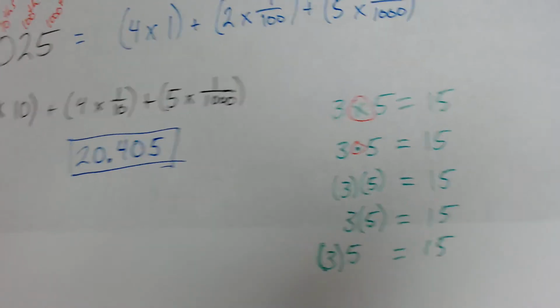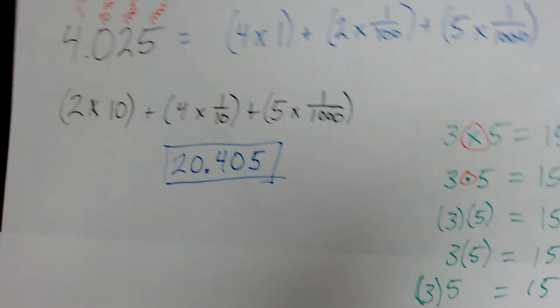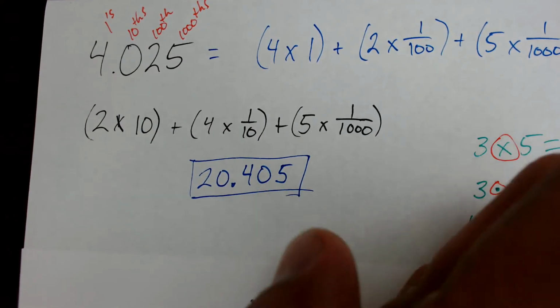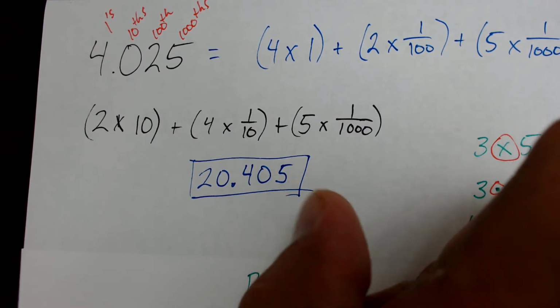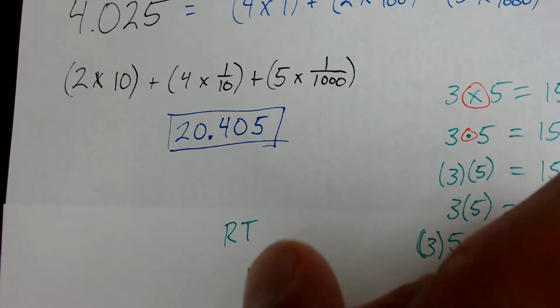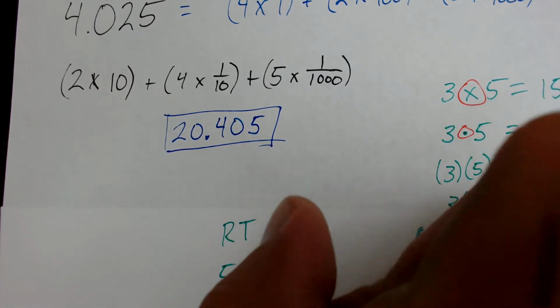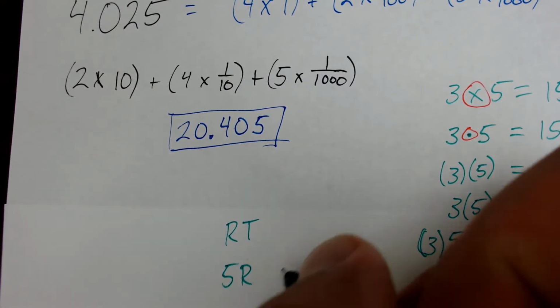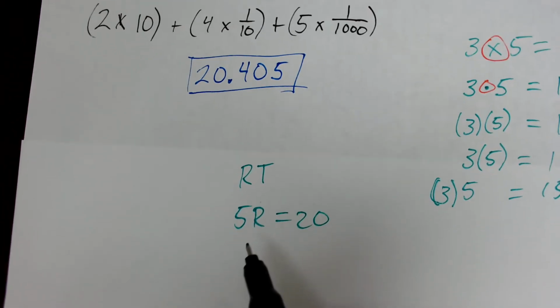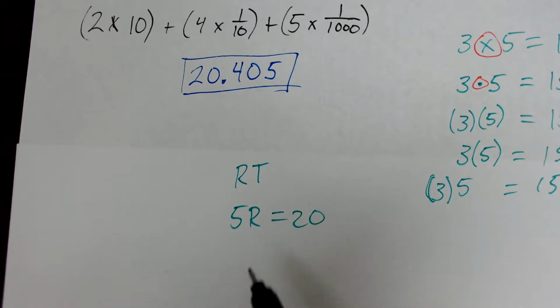And then the last way, which is one way that you should have already seen in your problems, especially with your unknown number problems, is if we have 2 letters touching, like R times T, that would mean R times T, right? Or if we had 5r, that means 5 times r. Let's say 5r equals 20. That should look very familiar. Then we would just have to divide, and we'd figure out that the missing number is 4.